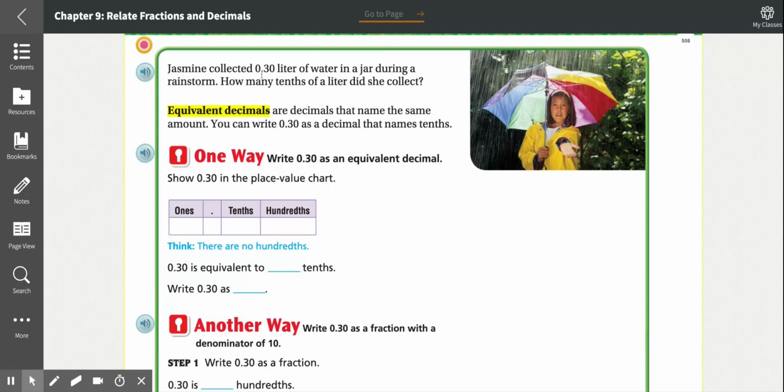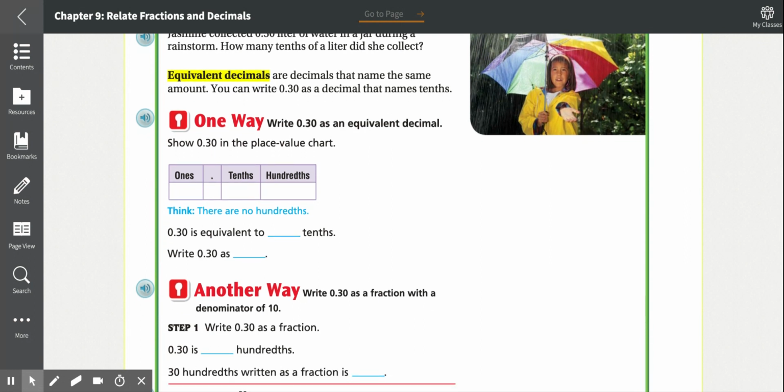Jasmine collected 0.30 or 30/100 liter of water in a jar during a rainstorm. How many tenths of a liter did she collect? So right now we're converting from hundredths to tenths. As a reminder, equivalent decimals are decimals that name the same amount. You can write 0.30 as a decimal that names tenths, as well as 30 hundredths. You can also write that in tenths.